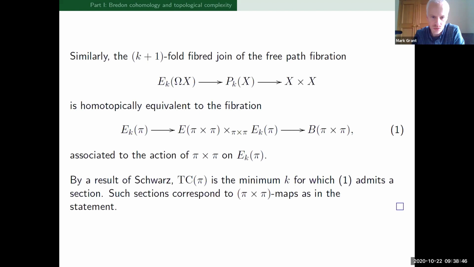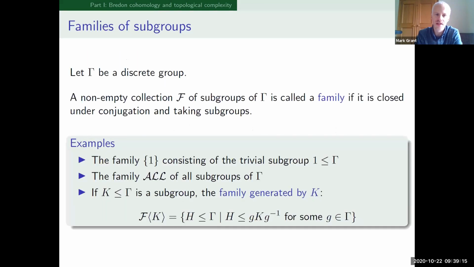So it's not such a surprise that this should be true. But now we have a characterization of TC of a group in terms of whether or not there exists an equivariant map between spaces, so we can apply all the machinery of equivariant algebraic topology to try and answer this question. In particular, we can talk about Bredon cohomology and such things. In order to talk about that, I need to first talk about families of subgroups and orbit categories and so on.